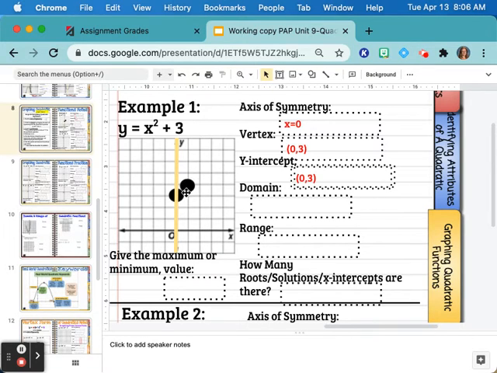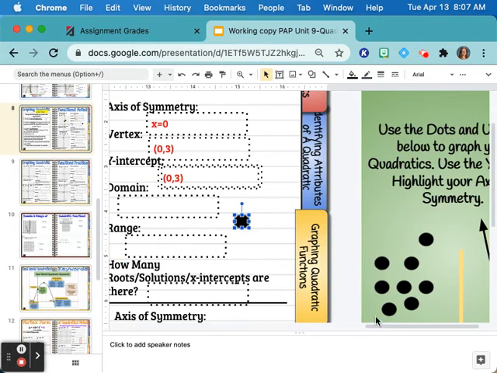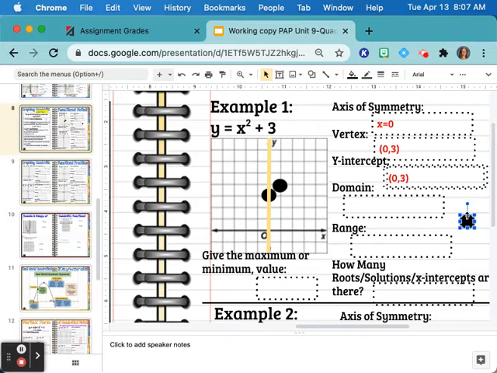And so for this parabola to be symmetrical, we're going to have to mirror this point to the other side. So I'm going to take this point and mirror it to the other side. See how this one is 1 unit away from the axis of symmetry? So on the other side, it's 1 unit from the axis of symmetry. We're mirroring it.